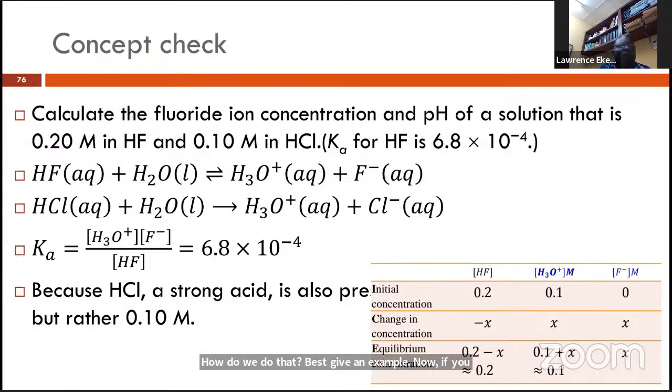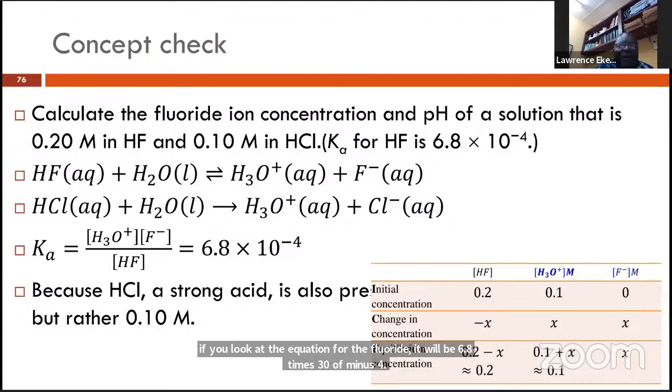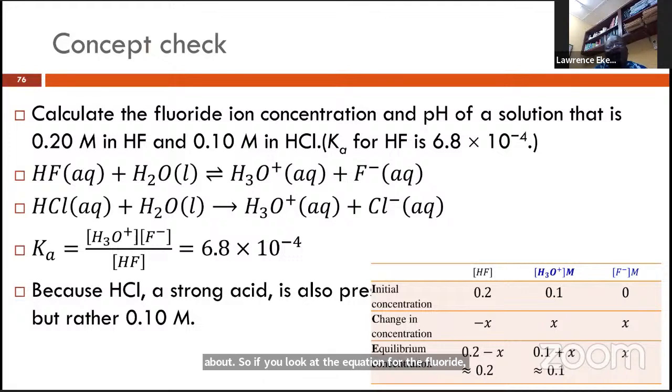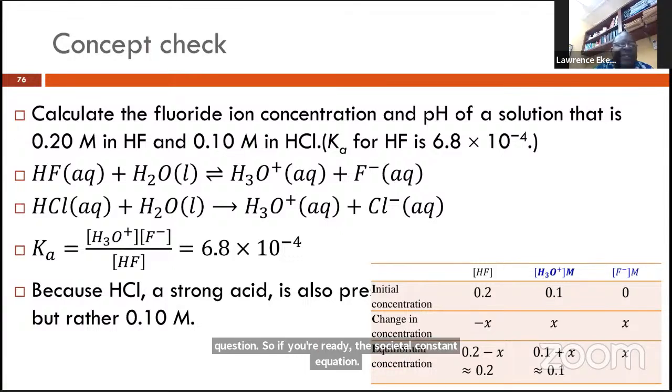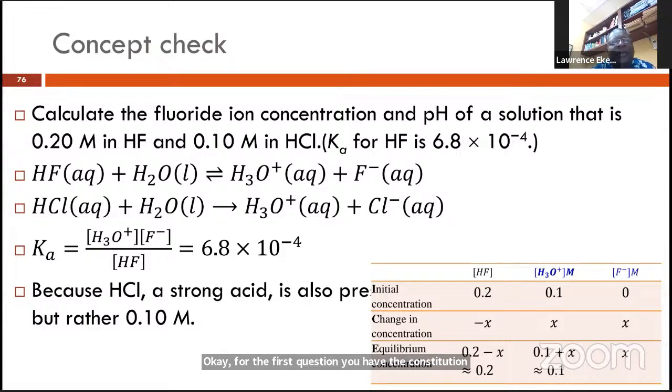If you look at the question before us here, the question says calculate the fluoride ion concentration and the pH of a solution that is 0.2 molar in hydrogen fluoride and 0.1 molar in HCl. Your Ka is given to you for hydrogen fluoride to be 6.8 times 10 raised to the power minus 4. If you look at the equations for the hydrogen fluoride reacting with water, and the HCl reacting with water, both of them will undergo ionization to give you a common hydronium ion. So you have the hydronium ion in the first equation, and in the second equation. If you write the dissociation constant equation for the first equation, you have the concentration of the hydronium ion and the fluoride ion over the concentration of the hydrogen fluoride. Ka has been provided for you, 6.8 times 10 raised to the power minus 4.